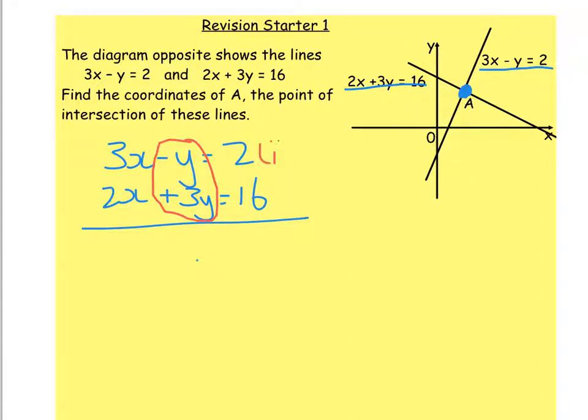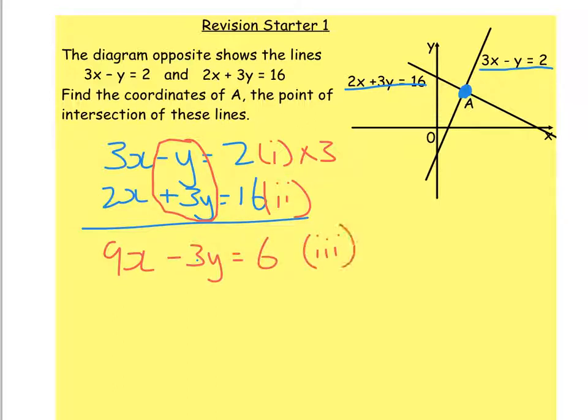So if I call this equation 1 and I times it by 3, I will get 9x minus 3y equals 6. And I can now call this a new equation 3, and it's got the same number of y's as equation 2. Now, I'm just going to write equation 2 again. I'm not going to do anything with it, but it's going to be nicer having it down here. And that's just the same equation, just so they're all lined up.